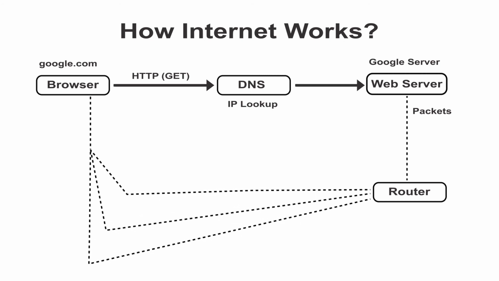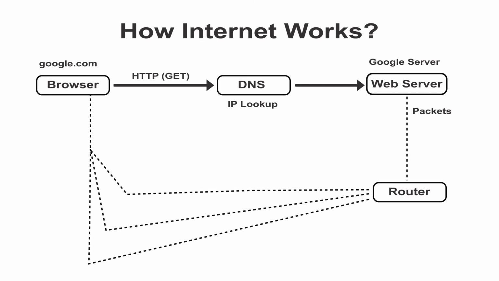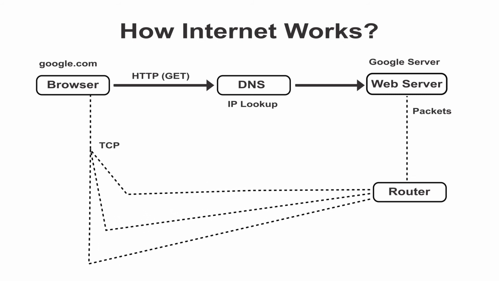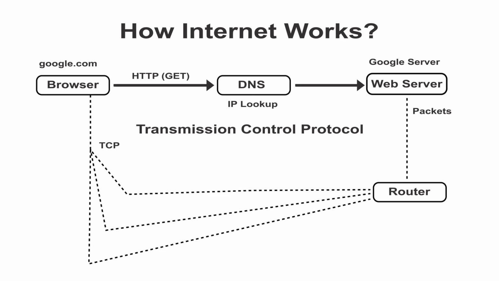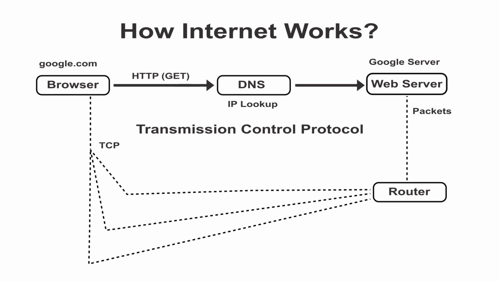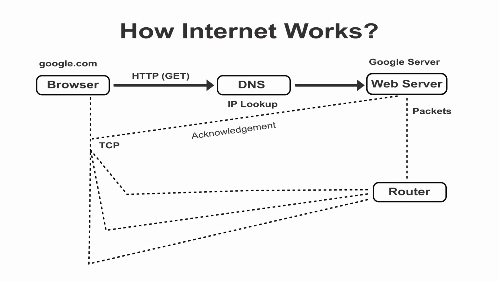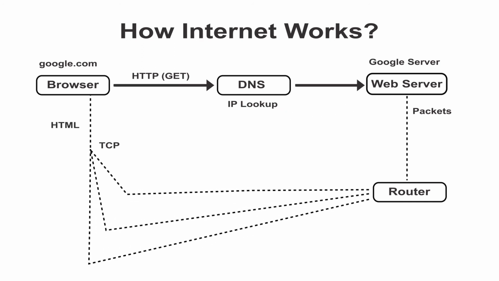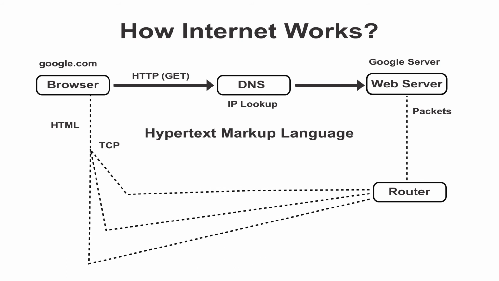But on the receiver's end, how do we know we received all the packets of that particular website? Here comes the TCP, Transmission Control Protocol, which verifies whether we have received all the requested information or not. So once it confirms that we have received all the web packets, HTML, Hypertext Markup Language, converts all these web packets into a web page. That's how an internet works.